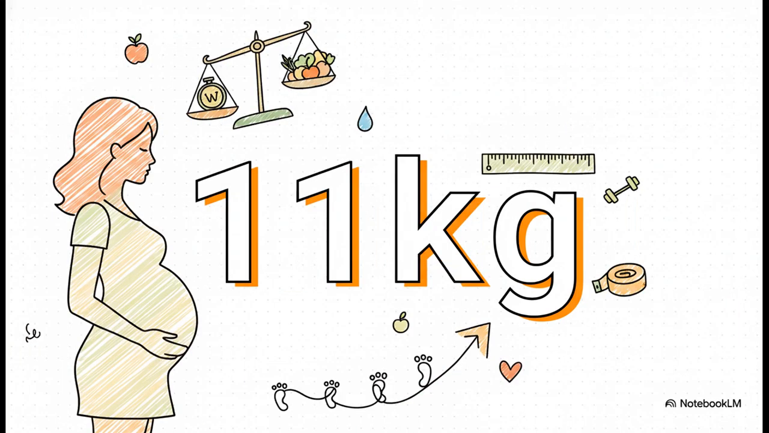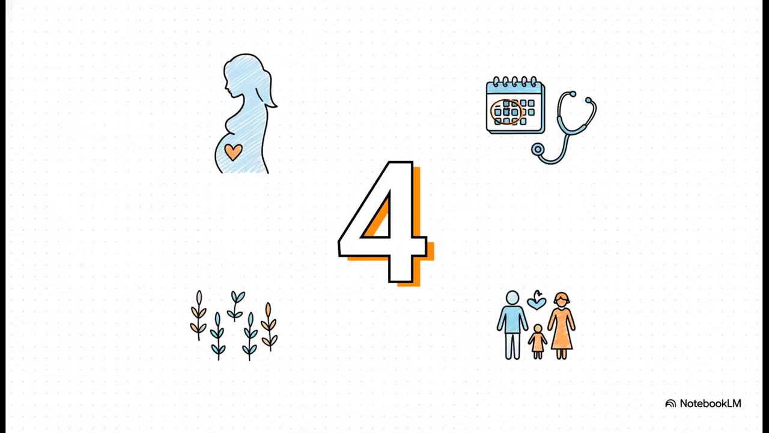Next number, 11 kilograms. This is considered the optimal total weight gain during pregnancy for a woman who starts with a normal BMI. And finally, the number 4. This is the WHO's recommended minimum number of antenatal visits for any low-risk pregnancy.